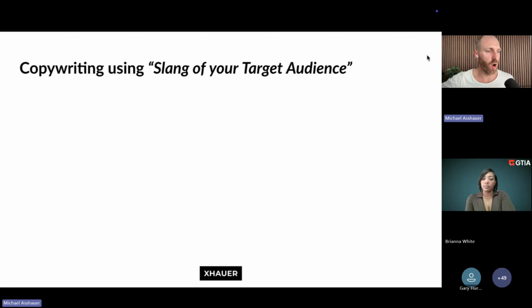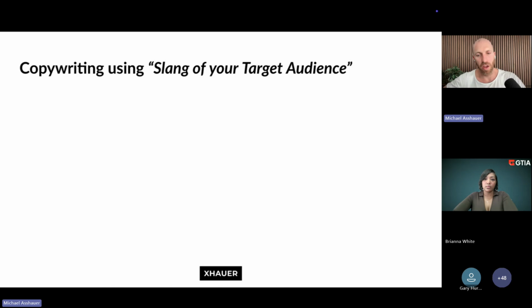When it comes to copywriting in the ads, I basically have one very big recommendation: make use of the slang of your target audience. No polished wordings, no polished messages that they hear and see and read each and every day. Just make use of your target audience's slang that they would use in the bar after the fifth beer.